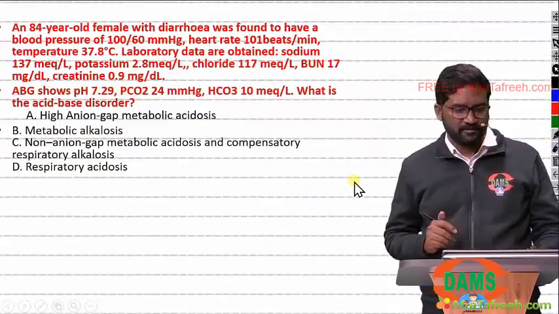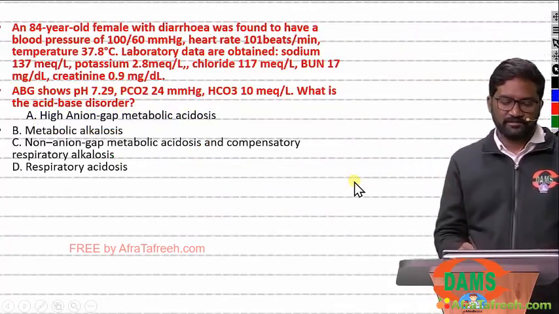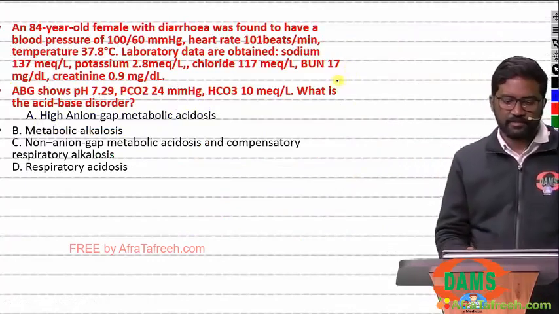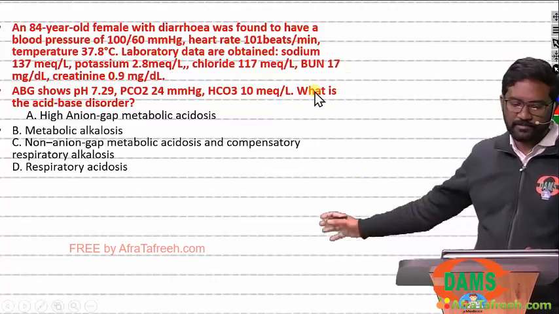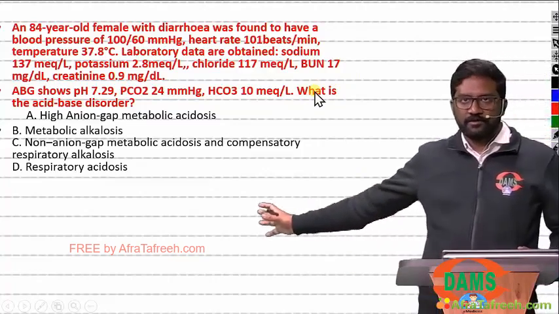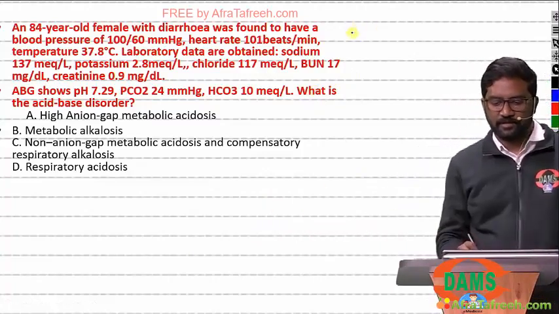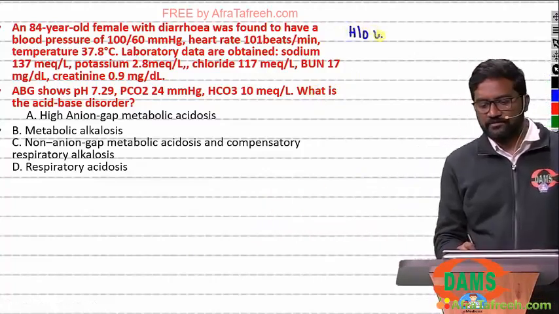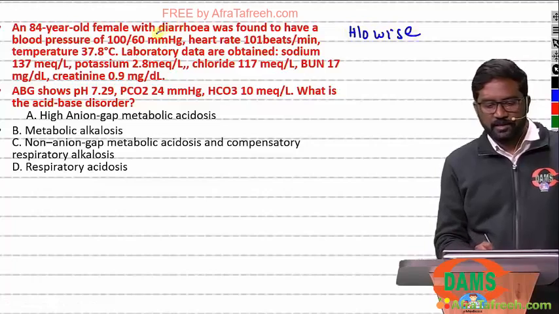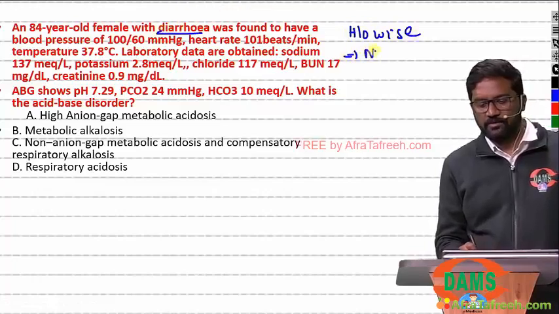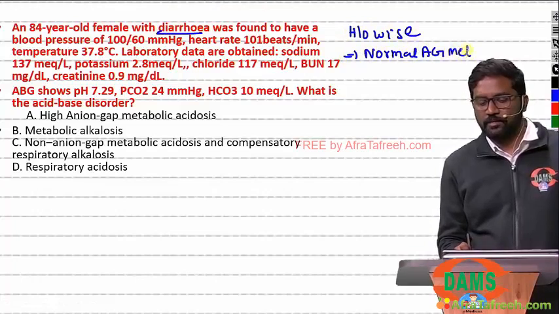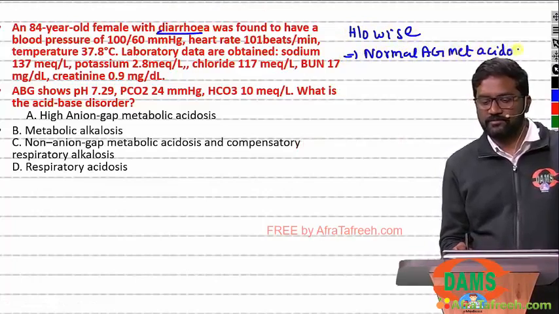So last question, it includes all ABG steps. An 84-year-old male with diarrhea was found to have blood pressure. A lot of values were given. What is the acid-base disorder? Now history-wise approach. What can diarrhea cause? Diarrhea can cause normal anion gap metabolic acidosis.